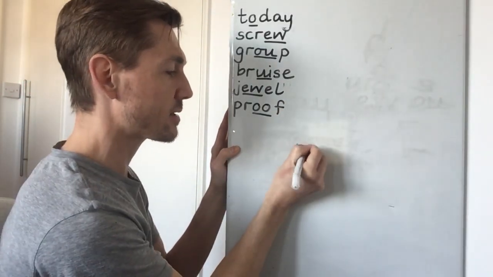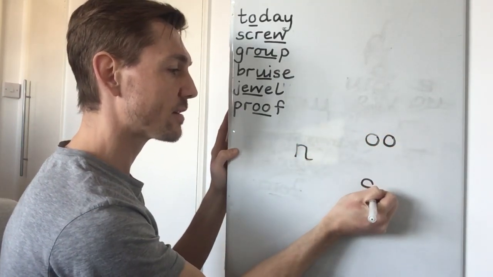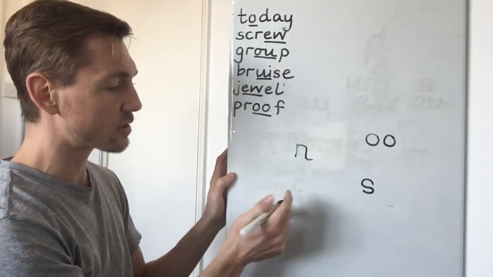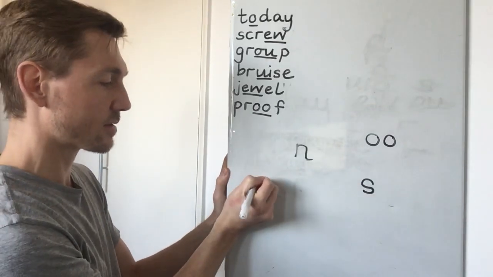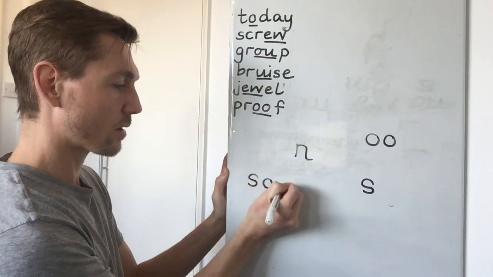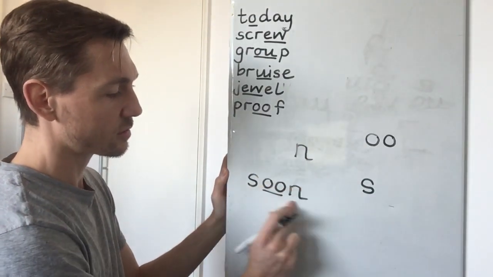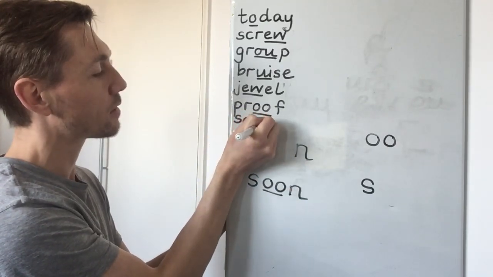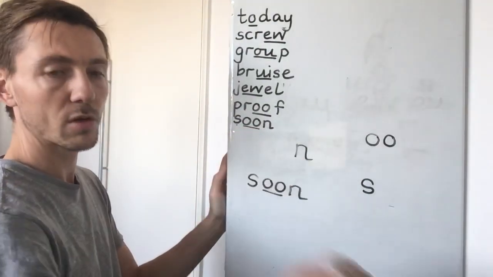Next one is the word soon. So these are all the sounds that you need to build the word soon. Not later, but soon. And we say the sounds to build the word: s, oo, n, soon. S, oo, n, soon.